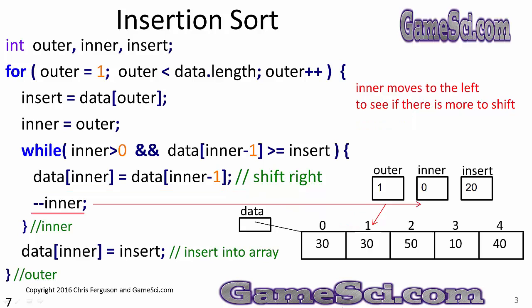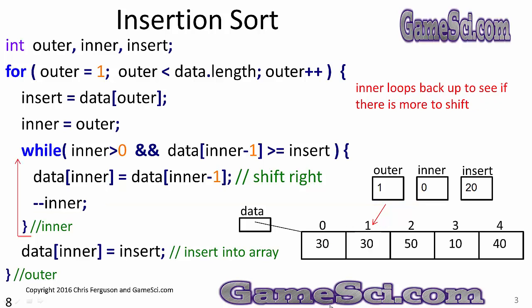Once we've shifted over, we'll set inner minus minus. What we're going to do is subtract 1 from inner. We're going to move backwards. Inner is going to move backwards towards the beginning of the array. Inner is going to go to 0. We're going to hit the end of the while loop. Inner loops back up to see if there's more to shift.